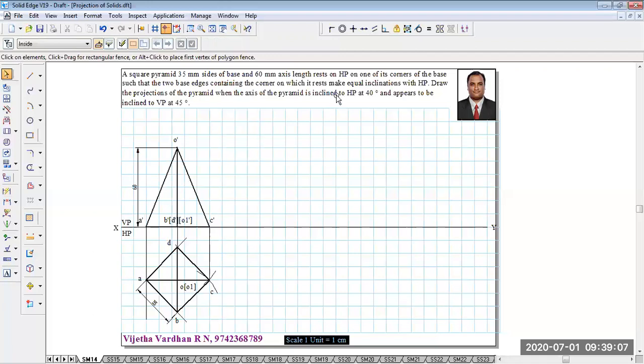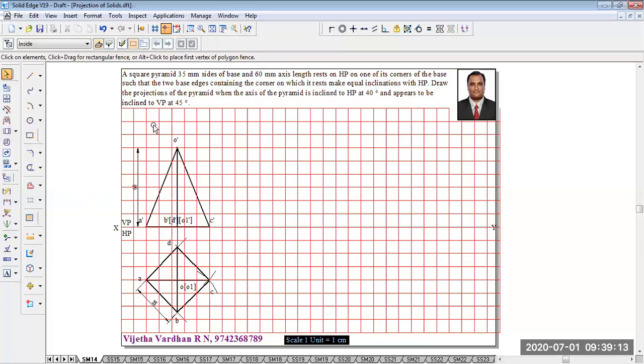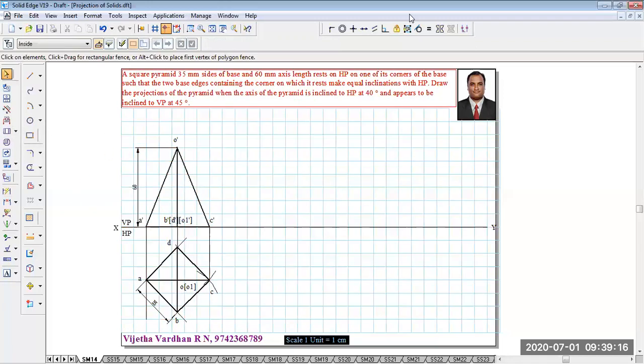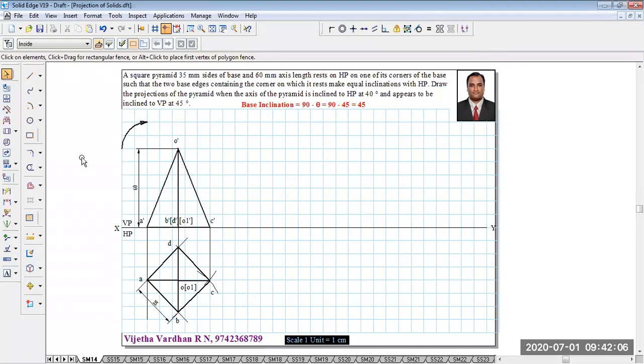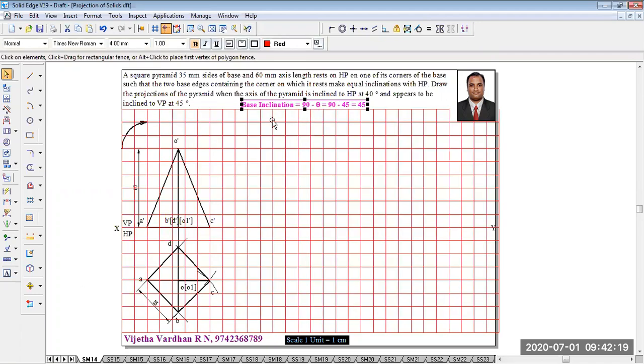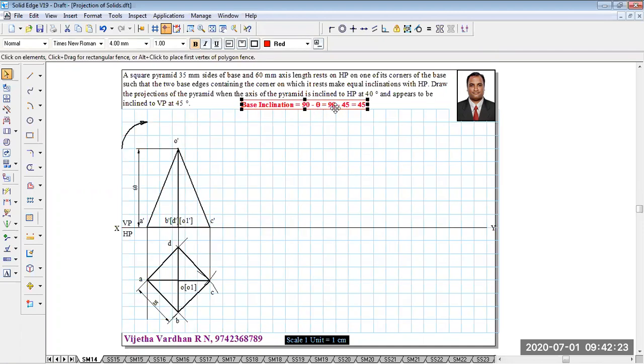And afterwards, now you can see that it is resting on one of its corners. Which is the resting corner when we are going to rotate this solid in the clockwise direction? When we are rotating this solid in the clockwise direction, the resting corner is going to be C dash. Now when C dash is the resting corner, the base is supposed to be inclined at an angle of 90 minus theta. So 90 minus theta, where theta angle is 40 degree.